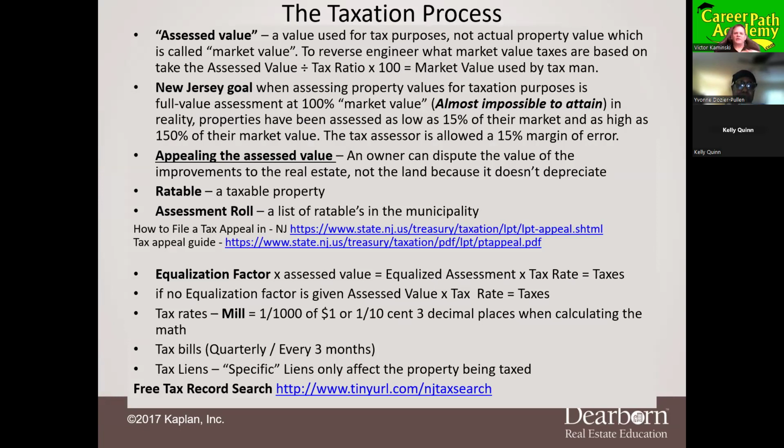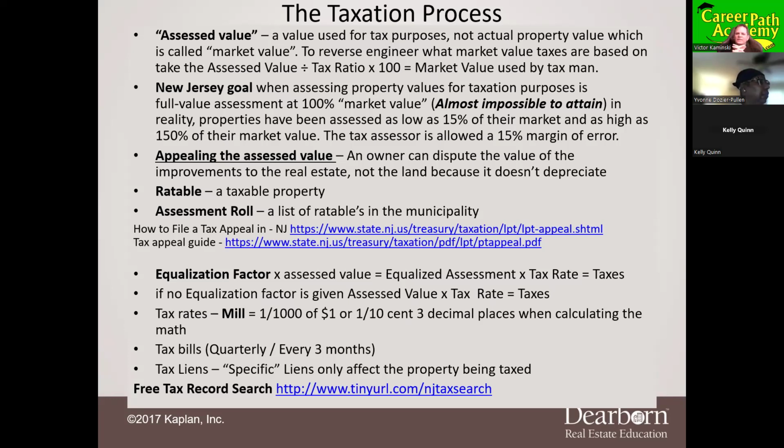So the assessed value is the value used for tax purposes. It does not express the actual property value, which is called market value. Now, to reverse engineer what market value the taxes are based on, take the assessed value, divide it by the tax ratio, and times it by 100. And this will give you the market value that's used by the tax man.